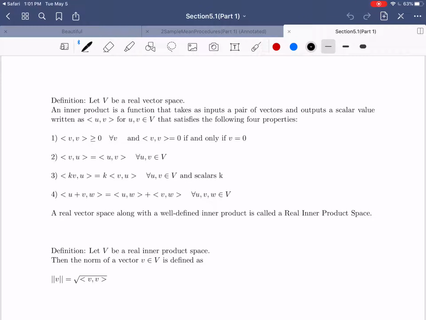In today's video, we're going to be moving on into Chapter 5 of your textbook, starting with Section 5.1 here, and discussing a little bit of an extension of the concept of a vector space that we've been dealing with for quite a while now, and extending that to what is called an inner product space.